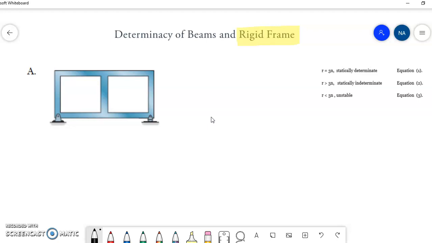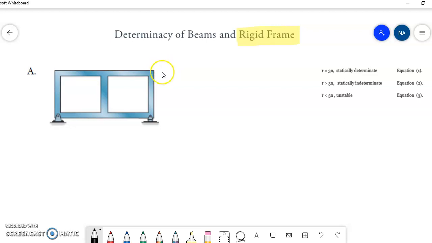Okay, in this video we're gonna continue with a few examples on how to determine the determinacy of rigid frames. Okay, because I had some questions and confusion from you guys. So still confused how to determine the rigid frame's determinacy. So now we're gonna look at a few examples on how to determine the rigid frame determinacy.